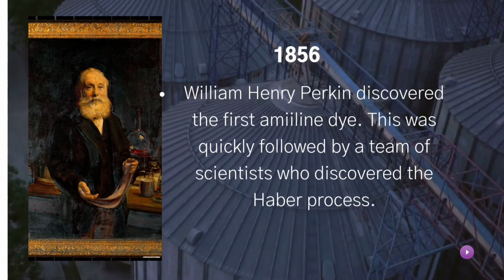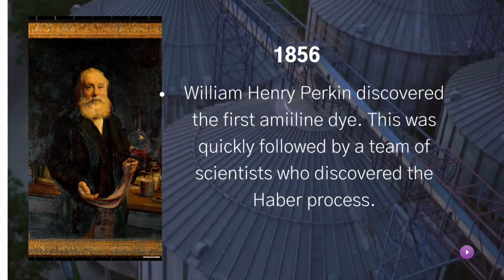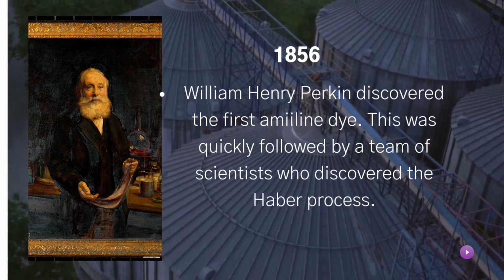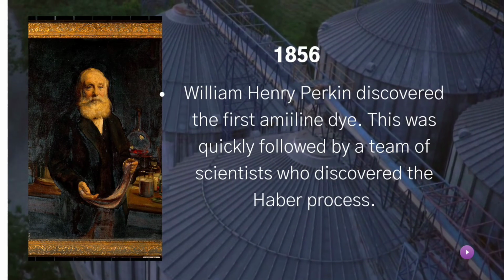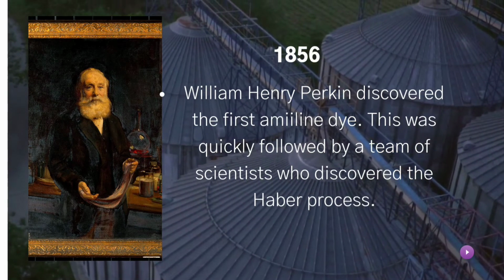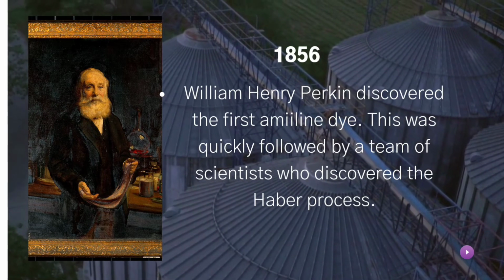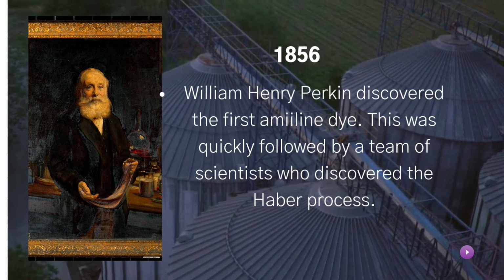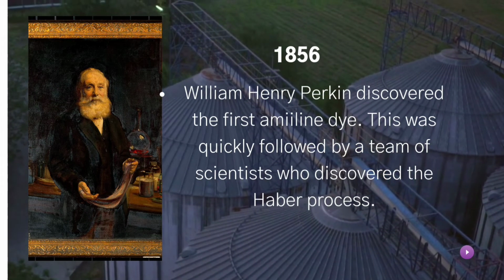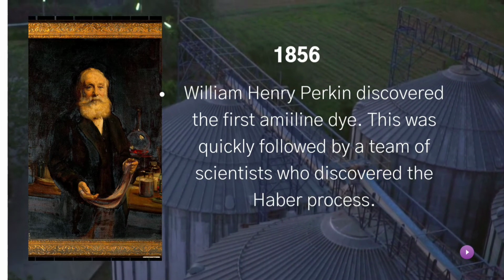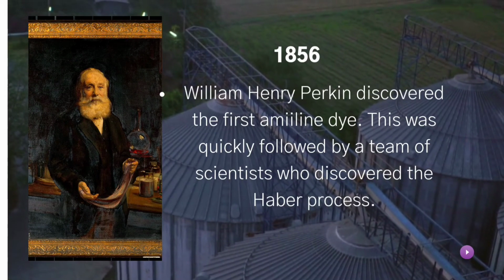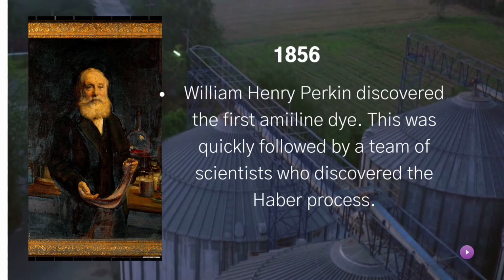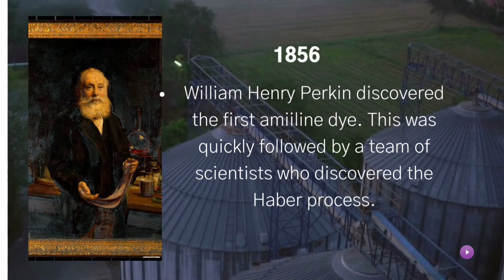This was quickly followed by a team of scientists who discovered the Haber process, and the names of these two scientists are Haber and Bosch. What is the Haber process? It is a simple process that combines hydrogen and nitrogen directly to form ammonia, which is a very important material for the production of fertilizers.